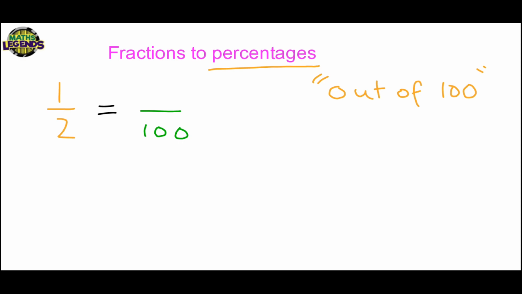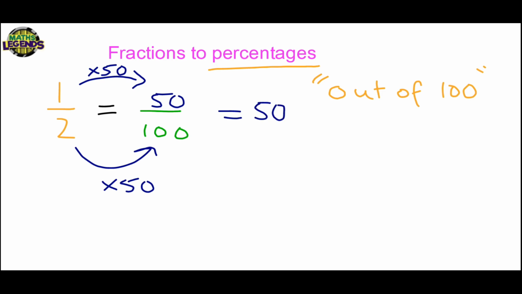So to get 2 to be equal to 100, we can multiply this by a number. In this case, it would be 50. And if we do it to the denominator, we must also do it to the numerator, the top number, so times 50. So this becomes 50. As we have written this as 50 out of 100, this is the same as 50%.